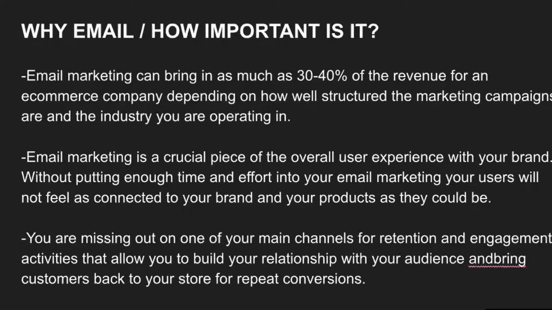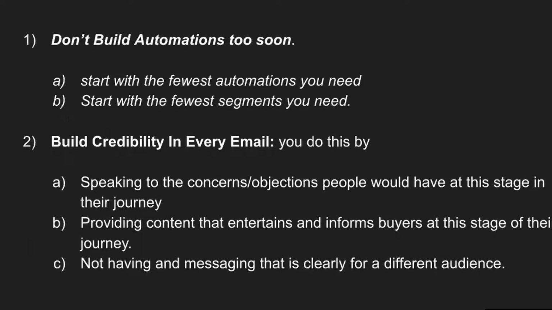So why email marketing is important, we already went over that, so I'm gonna get right into the main part of this content. So the biggest thing is don't build too many automations too soon. You want to start with the fewest automations possible and start with the fewest segments within your email, so within your autoresponder that you have. And segments would be just those different audience groups you have. For example, you could have a segment of people that came in during a sale period versus people that came in during a non-sale period.